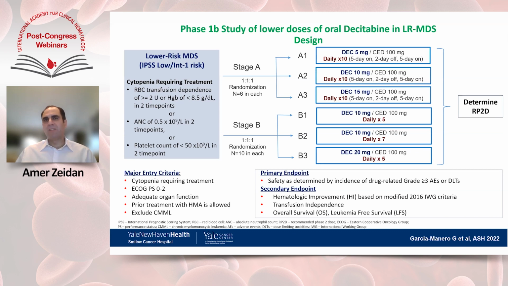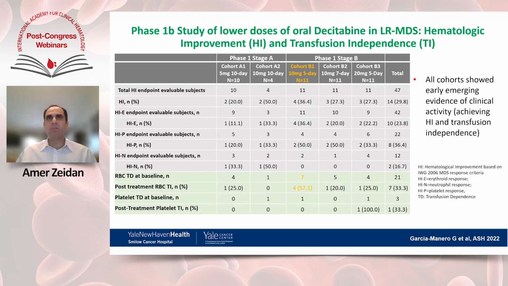And the primary endpoint was the safety in terms of inducing neutropenia and infections, as well as the secondary endpoints about the HI, the hematologic improvement. And I would point your attention to cohort B1, which is in orange. You can see that this is the dose that was selected for the next part of the study. So this was 10 milligram of decitabine given for 5 days. And again, this is an oral pill. And you can see that the transfusion independence was 57%.